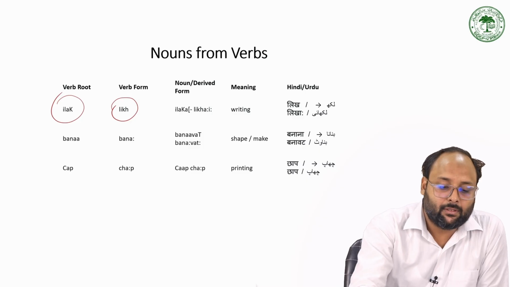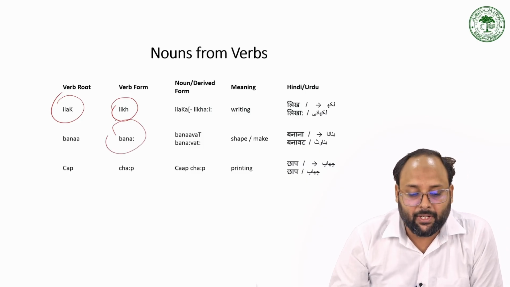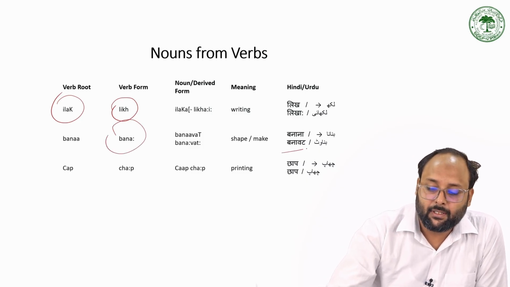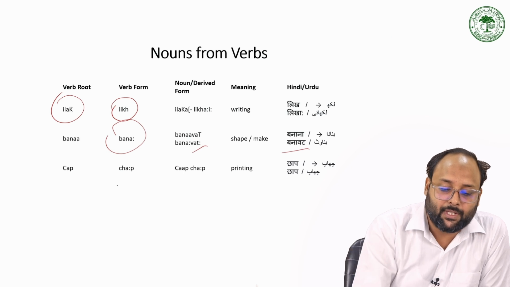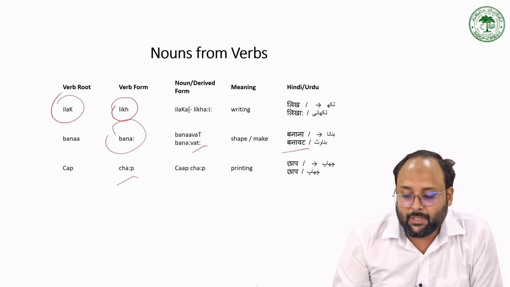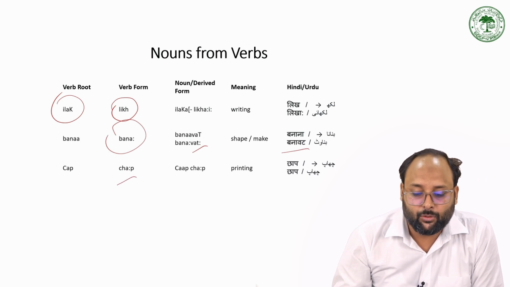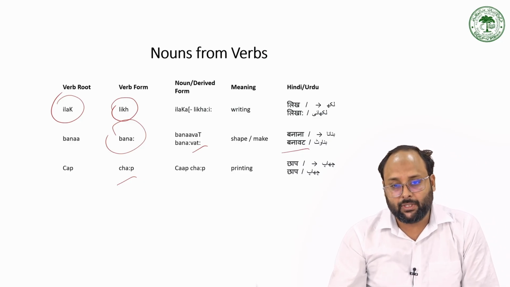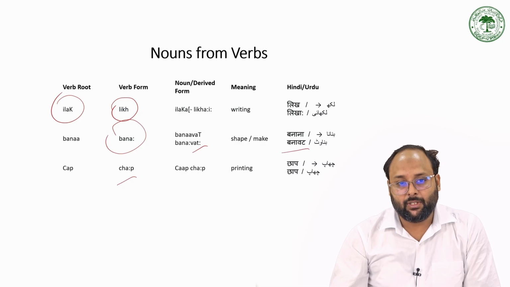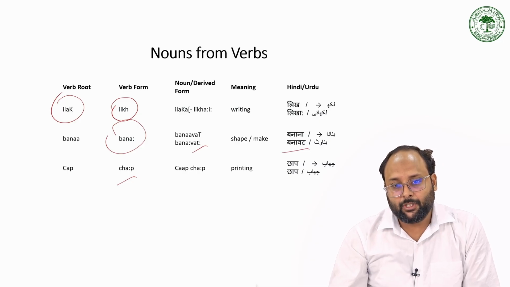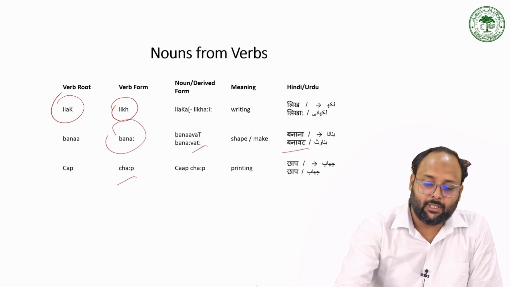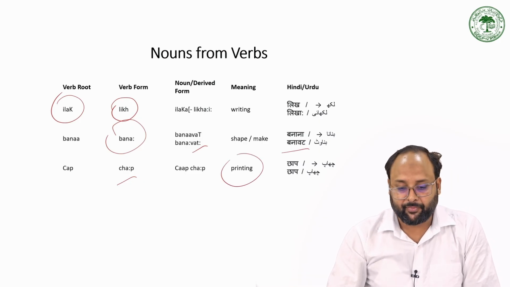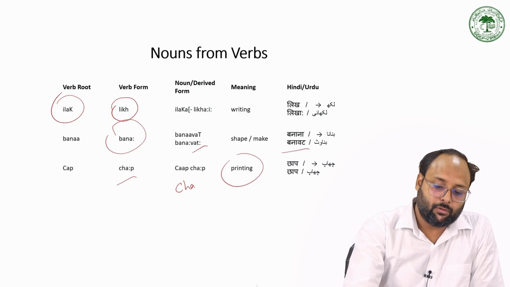From bana we get banawat, created by the suffix. From chhap we can make chhapai. That gives the meaning of the noun in Urdu Hindi. Like the printing: when the verb chhap changes into chhapai or chhapna, that is the printing.